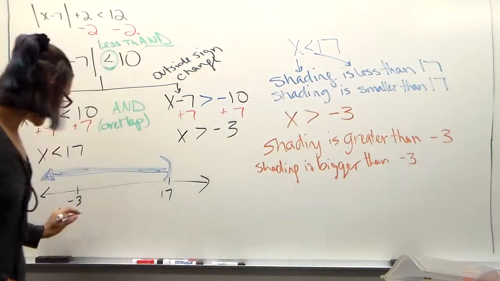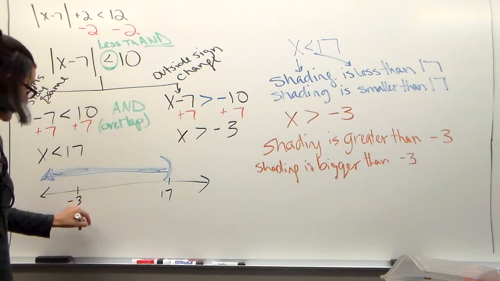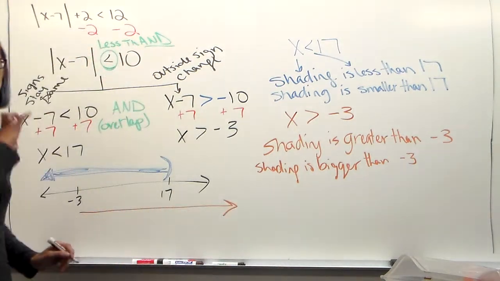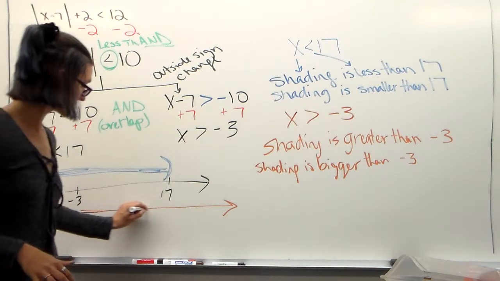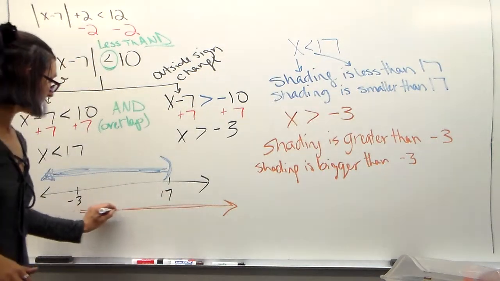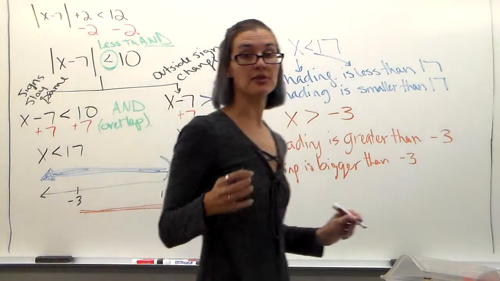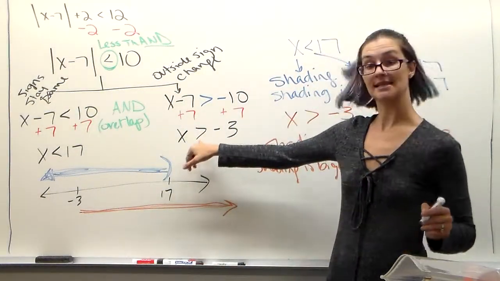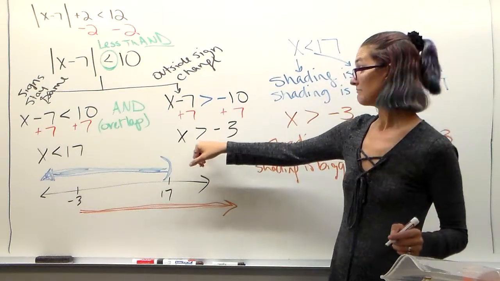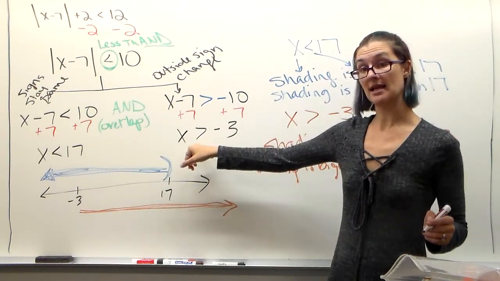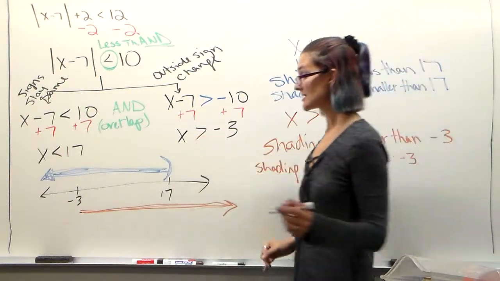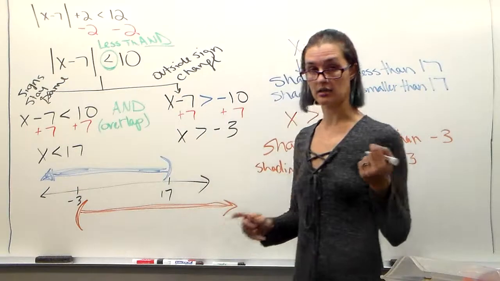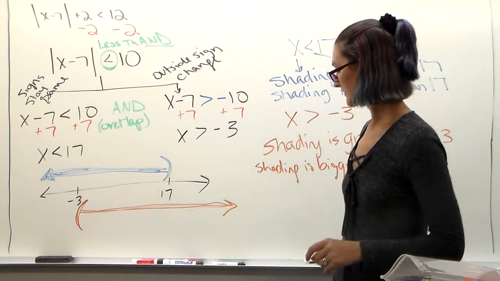So if we identify our -3, that's going to be here. And we said the shading is going to be bigger, so that means it's going to go that way because it's going towards the bigger numbers. And then we need to figure out what type of symbol do we put on -3. So we go back to the equation and ask, is it equal? Just greater than, but no equal sign. So that means we're going to use parentheses and not a bracket. Again, it's going to open up towards the shading. Okay.